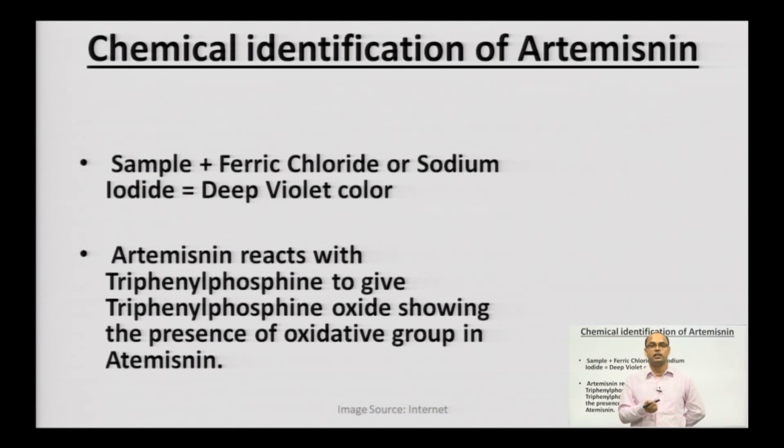So, here we can see the chemical identification tests for artemisinin. We took the sample and treated it with ferric chloride or sodium iodide, and the development of a deep violet color shows the presence of artemisinin in the sample. Also, there is another test where artemisinin reacts with triphenyl phosphine to give triphenyl phosphine oxide, and there is a color change which can be detected as the presence of artemisinin in the sample. The color change happens due to the oxidation of the endoperoxide ring.